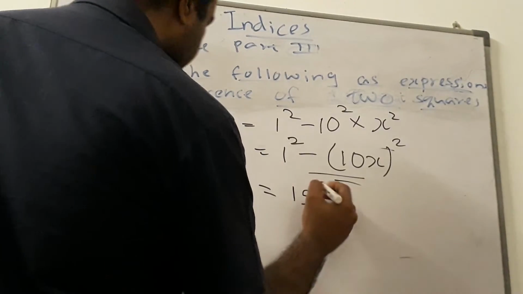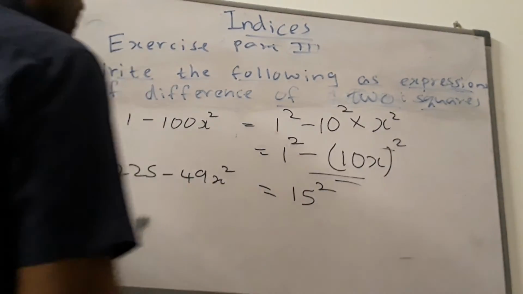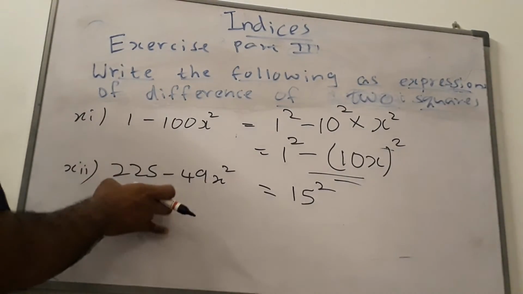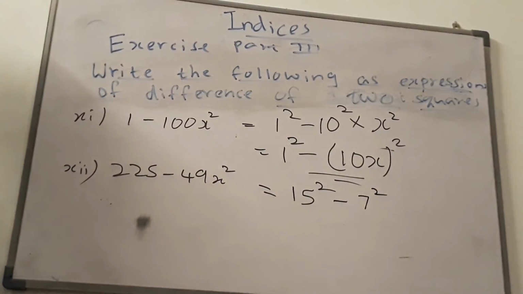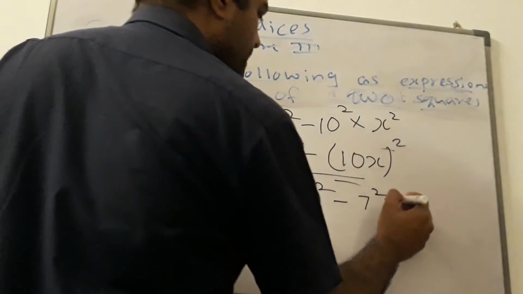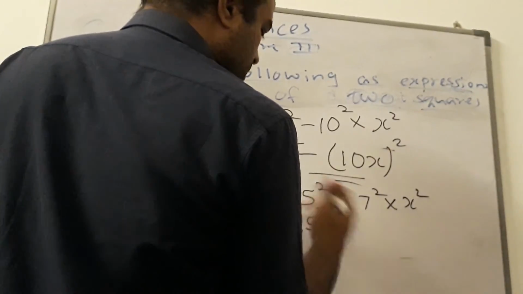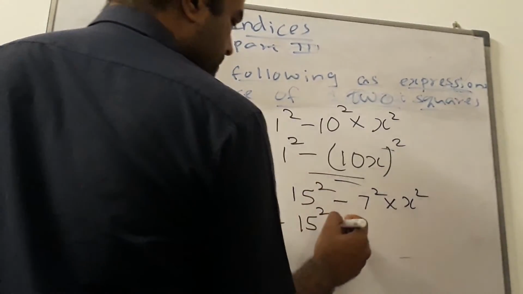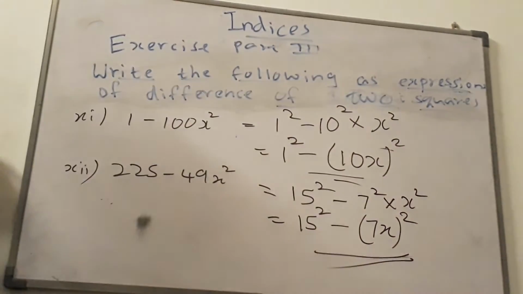15 times 15 is 225. So if you multiply 15 by itself, we get 225. 49 means 7 squared, 7 times 7 is 49, times x squared. We keep 15 squared as the first square. The second square is minus 7x, and the square term is common to both 7 and x. So you can write it like this.